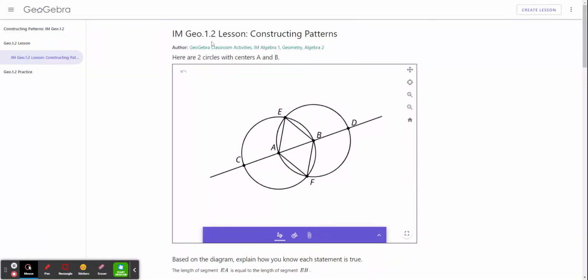This is Geometry Unit 1, Lesson 2, Constructing Patterns. So we're starting out with two circles. It says the centers are point A and point B. So here's my circle. We call that circle A. And here's my circle B, right? We name them by their centers.